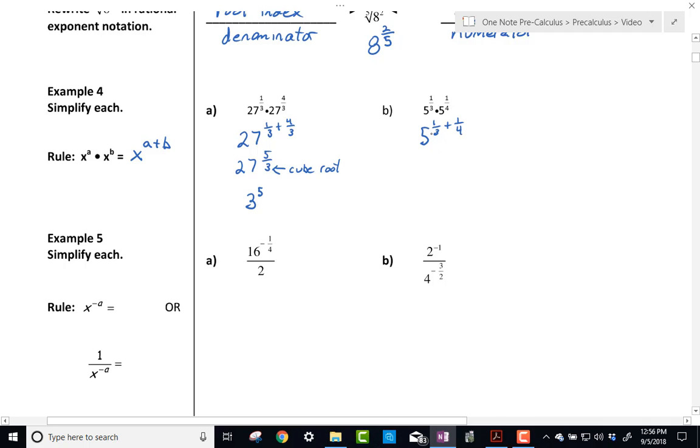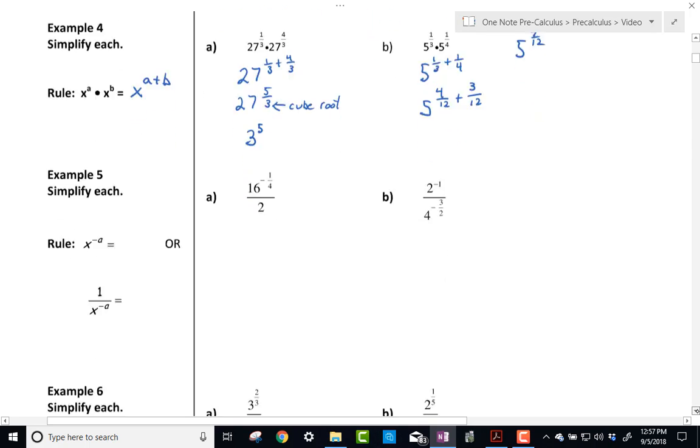The only difference is I have to change the denominators so that they're the same. So I'm going to make a denominator of 12 here. So I'm going to do 5 to something over 12 plus something over 12. The second fraction gets multiplied by 3 over 3, so my numerator would be 3. My first fraction gets multiplied by 4 over 4. Now I can add these up. This is 5 to the 7/12 power. All right?